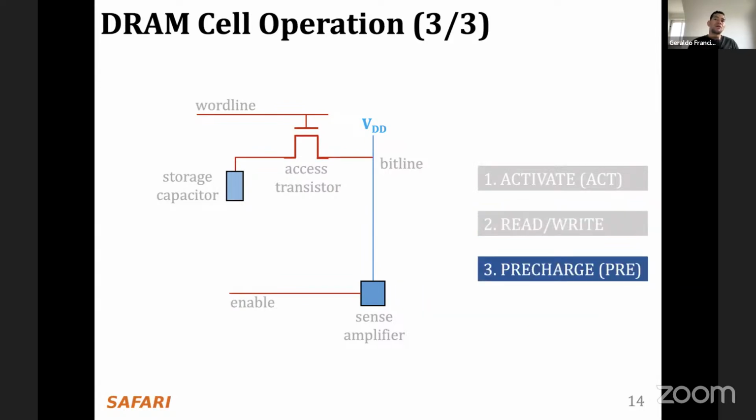To prepare the DRAM array for access to other DRAM rows, the memory controller issues a precharge command. It works as follows. First, the capacitor is disconnected from the bit line by disabling the word line. Second, the bit line voltage is restored to its quiescent state, and now the DRAM array is ready for follow-up access. Third, the sense amplifier is disabled.